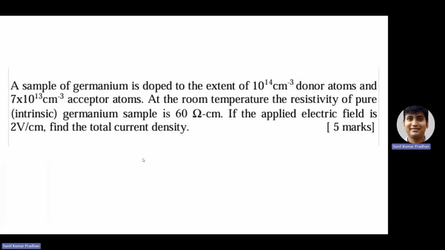Next question is, a sample of germanium is doped to the extent of 10 to the power 14 per centimeter cube donor atoms and 7 into 10 to the 13 per centimeter cube acceptor atoms. At room temperature, the resistivity of pure intrinsic germanium is 60 ohm centimeter. If the applied electric field is 2 volt per centimeter, then find the total current density. This is the question here.